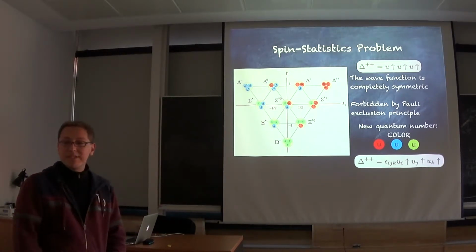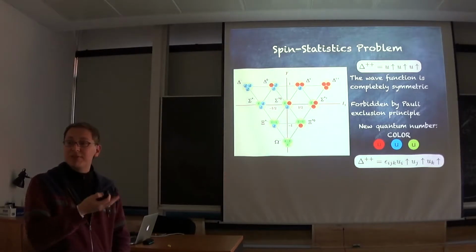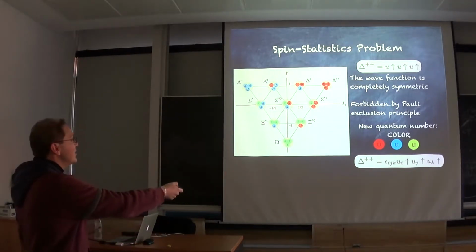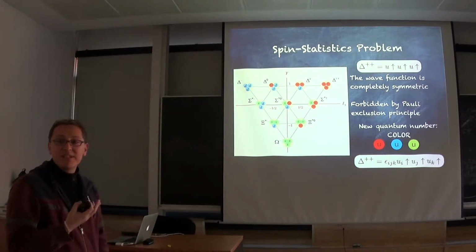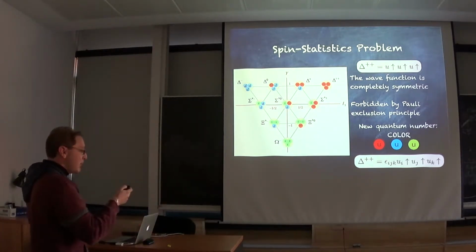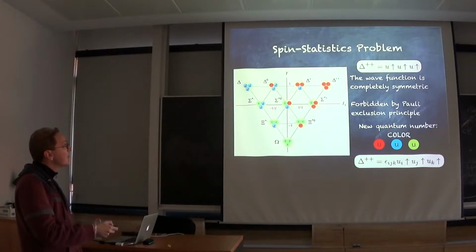And so we know that it's a fermion, so there has to be an antisymmetric something. And so it's forbidden by the Pauli principle, but you find it in nature. So something is wrong in the theory. So what's the solution that they propose?